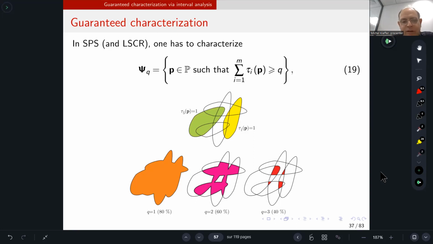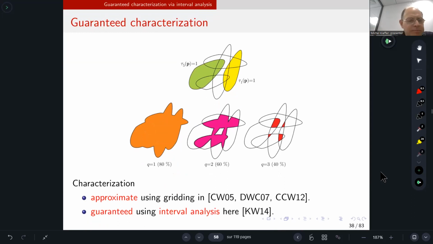I may also ask Q equals 3, and in that case, I ask that at least 3 of these sets are larger than, are equal, 3 tau are equal to 1. Okay, so this can be done in an approximate way by gridding or in a guaranteed way using interval analysis.